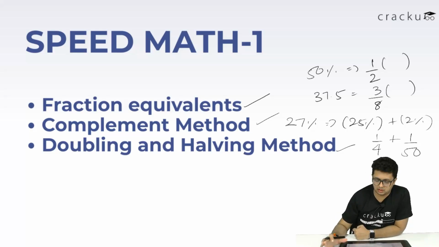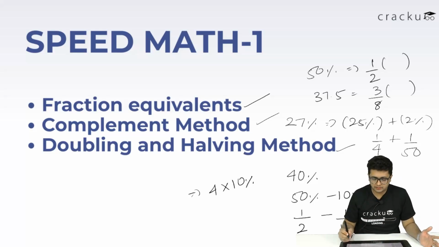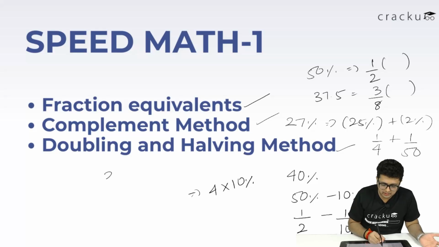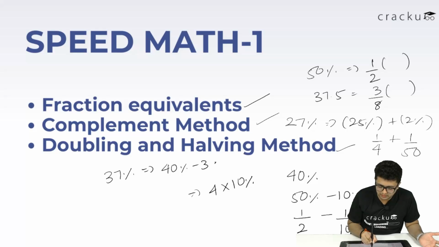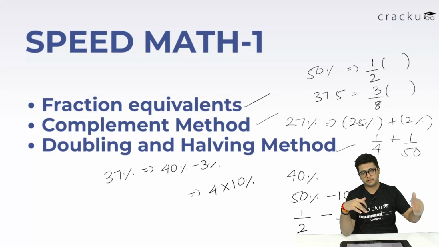Doubling and halving method is a similar part of complement, but let's say we have to do 40%. 40% can be done in so many different ways, right? 40% can be done as 50% minus 10%. 50% can be nothing but 1 by 2 minus 1 by 10, right? 40% at the same time can be 4 into 10%. One of the examples that we are doing later, let's say we have to calculate 37%, right? 37% can be very easily calculated as 40% minus 3%, right? And 40% can be written as one of these two ways. So basically doubling and halving method is also what we're going to cover in this video, right?